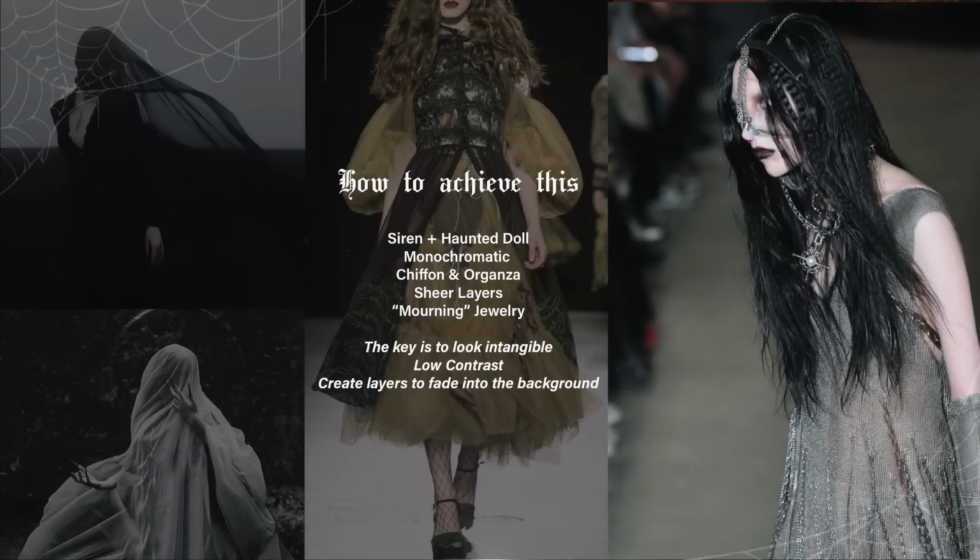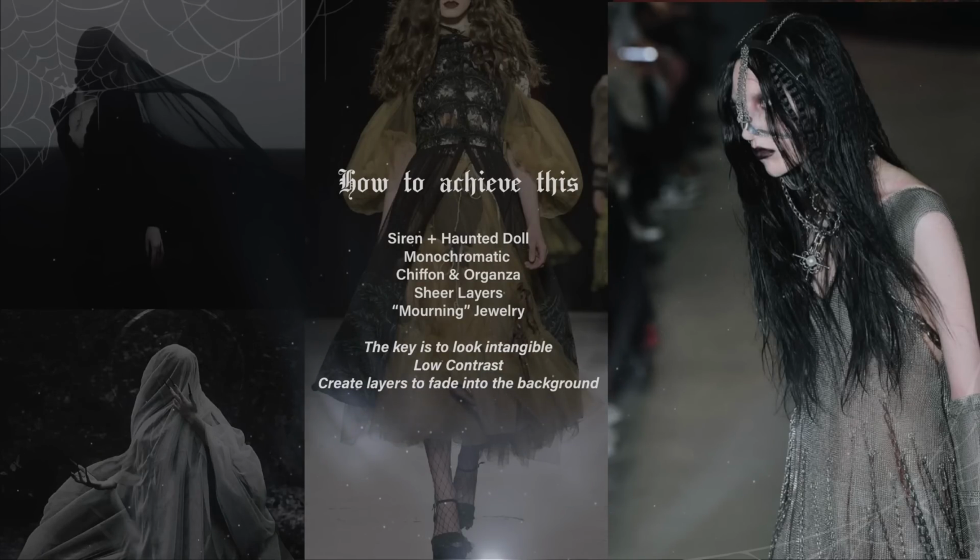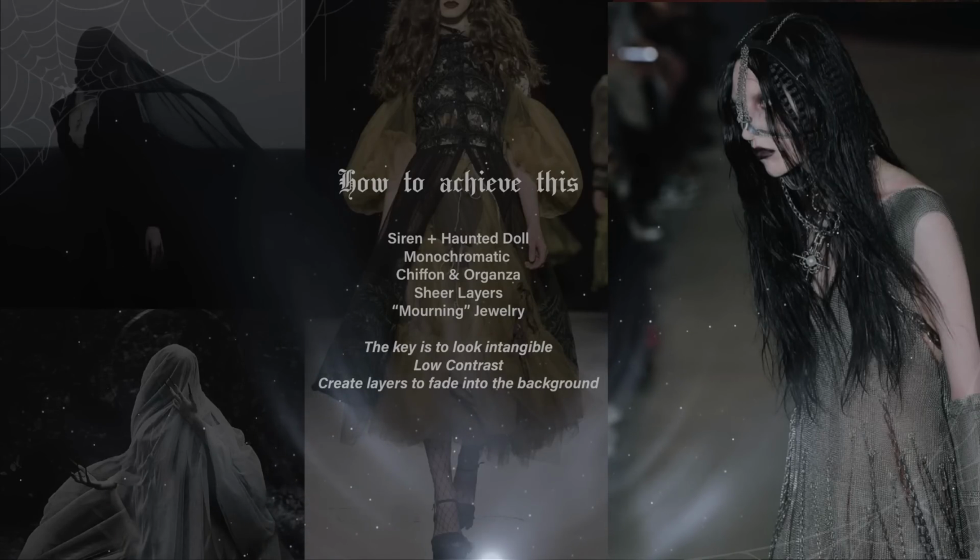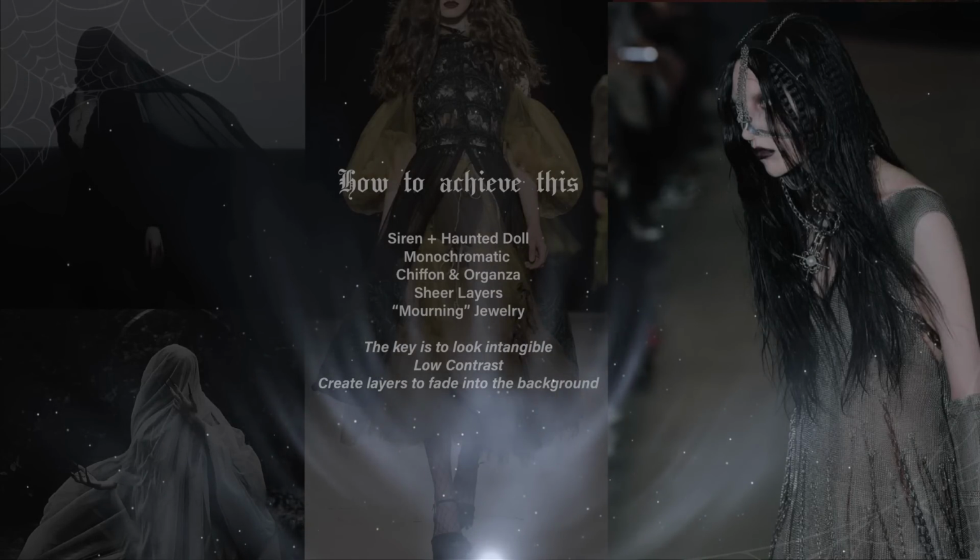So again, going for one color from head to toe and going for this look of decay, tatteredness, and sheer, essentially mimicking the idea of that transparency that is often shown when depicting a ghost. So you can achieve that with chiffon, organza, or sheer layers. If you have an opaque ensemble and you put a sheer robe on top that flows in the wind, that can definitely feel a little ghostly. And I also think little details like mourning jewelry or things that feel like this depiction of death. Again, the key is to look intangible, low contrast, and create layers that fade into the background, just like a ghost would.